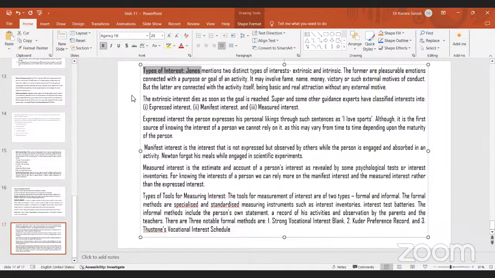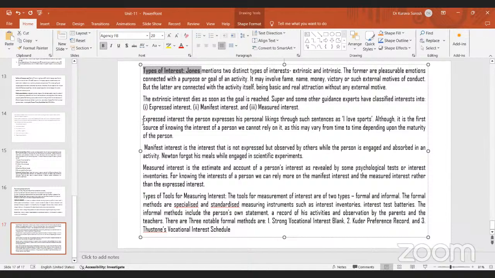It may be involved for fame, name, money, victory, or such external motives. But later, in contact with the activity, it is itself a basic and really real attraction without any external motive. The expression of interest dates from when some goal is reached. Super's classification divides interest into expressed interest, manifested interest, and measured interest.